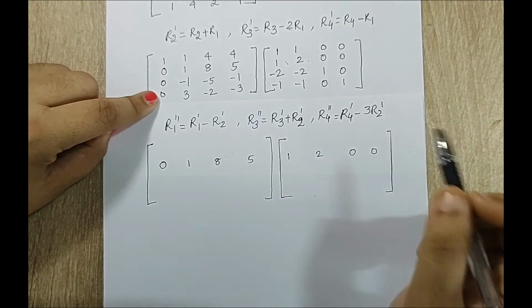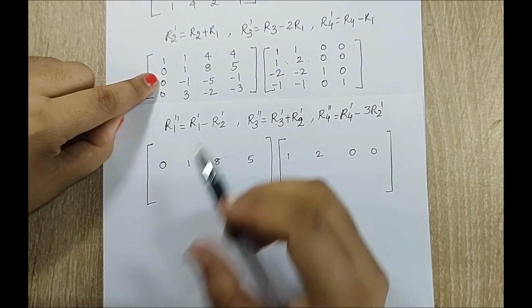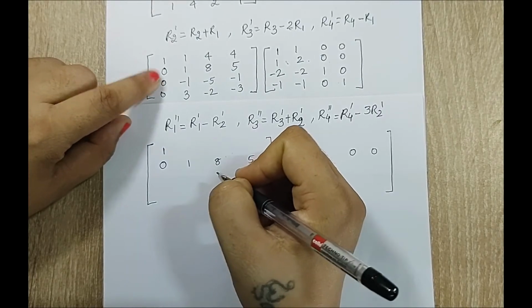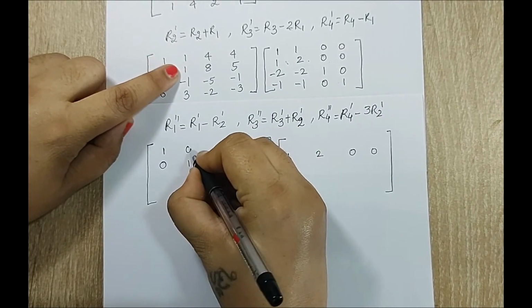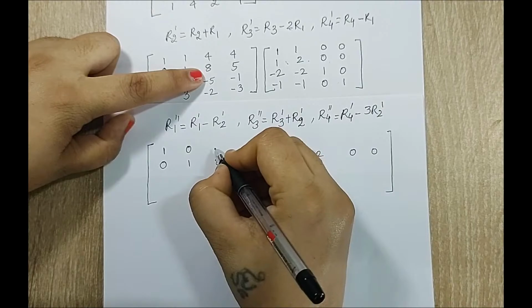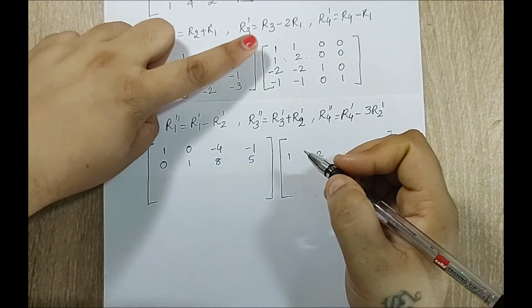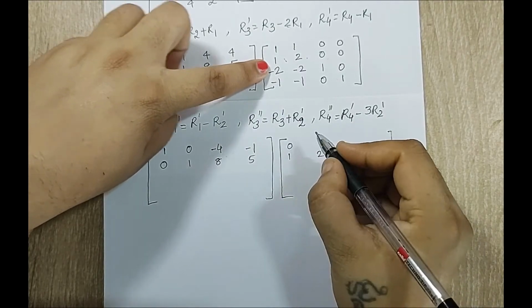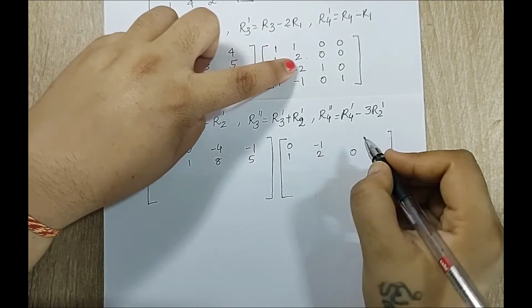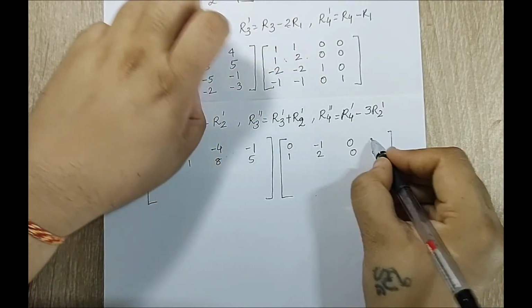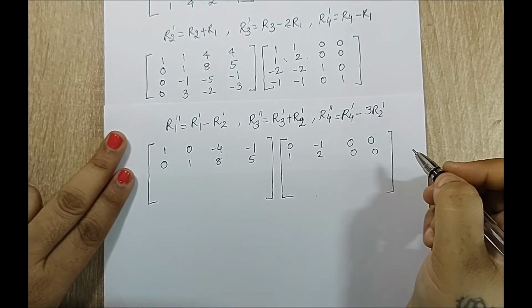This will remain the same. Now look at the operations. 1 minus 0 is what I am doing. It will still remain 1. This is 1 minus 1, 0. This will be 4 minus 8, minus 4, and 4 minus 5, minus 1. Next 1 minus 1, 0. 1 minus 2, minus 1, 0 minus 0 and 0 minus 0. So this is how I get the first row.